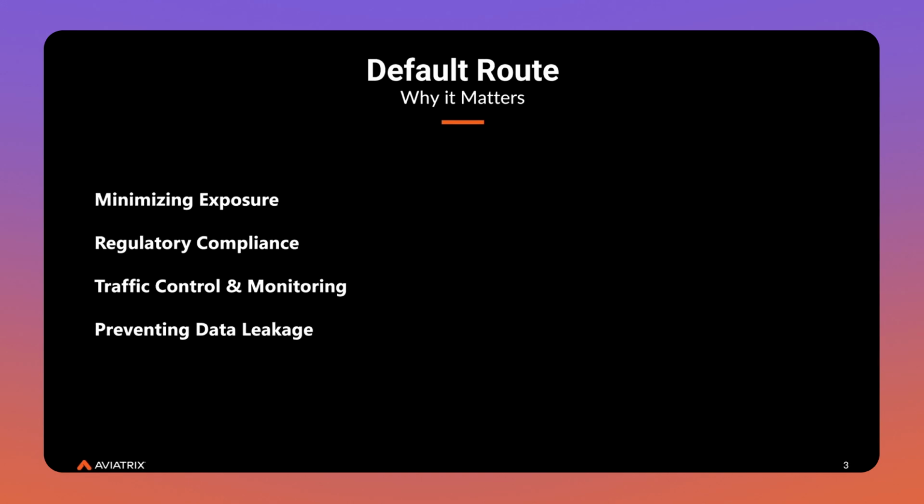Number 1 is minimizing exposure. A default route to the internet allows any traffic not explicitly routed elsewhere to go out to the public internet. This can expose internal systems to external threats. Regulatory compliance. Industries like finance, healthcare, and government often have strict handling and access policies for their data. Blocking default internet access helps enforce compliance.